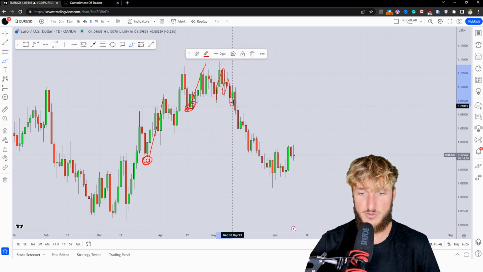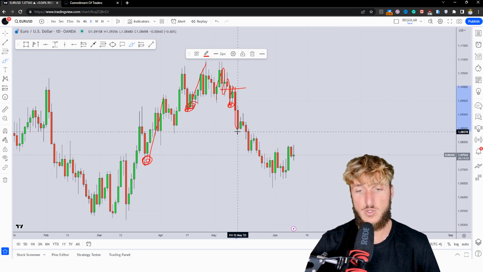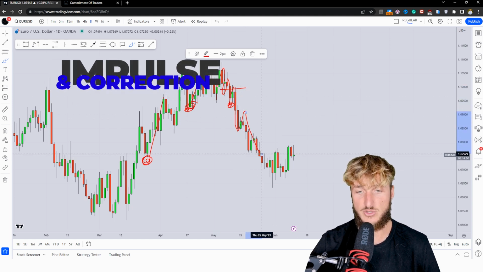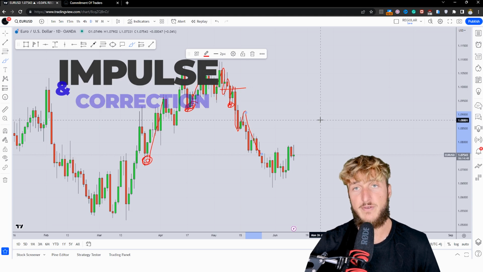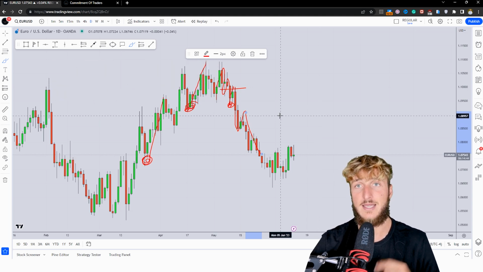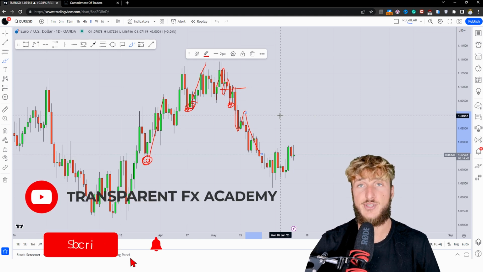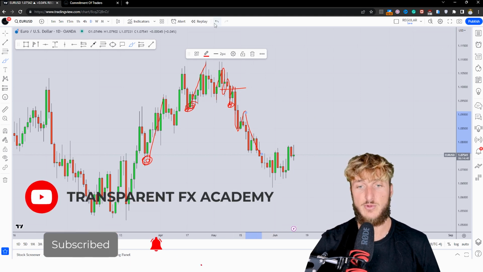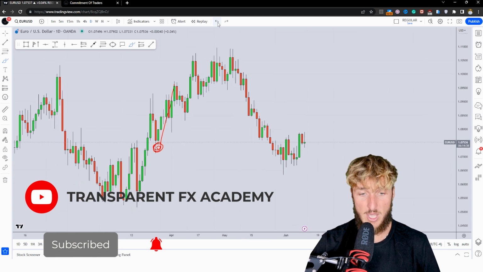Then we had the creation of this pattern. From here, we wanted to see the completion at the neckline, and then the continuation to the downside with this impulse, correction, and continuation lower, which is in fact exactly what the market just gave us. And by the way, I will link in description all this previous analysis so you can go and check it out for more free education.